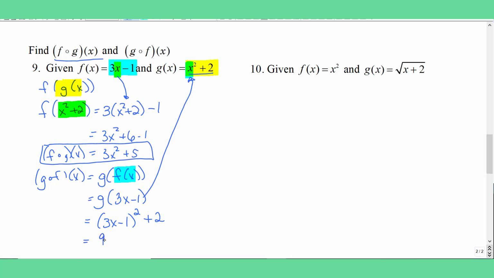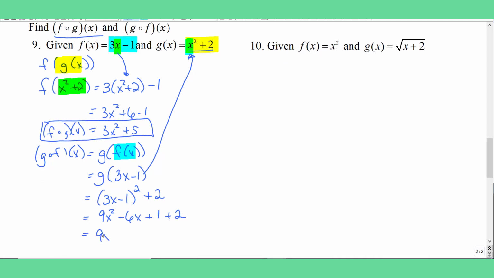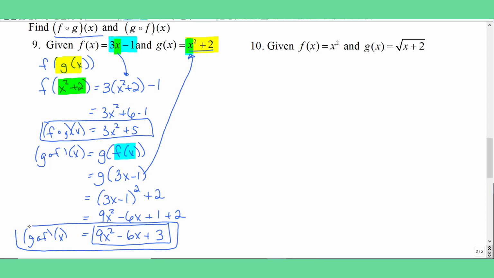All right, so if I FOIL that out, that's 9x squared minus 6x plus 1 plus 2, which is 9x squared minus 6x plus 3. And that is g of f of x. So again, it's just a roadmap, but I want you to notice we did not get the same answer. Now, that's going to come up in a later topic, but this is how we just traditionally find algebraic composite functions.